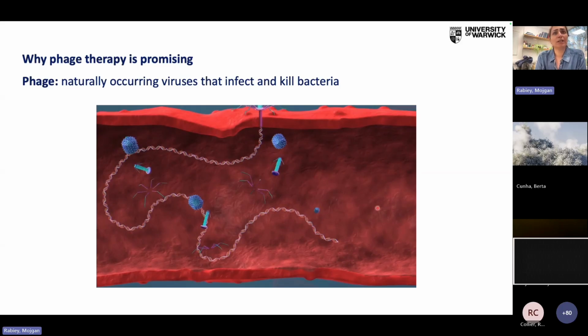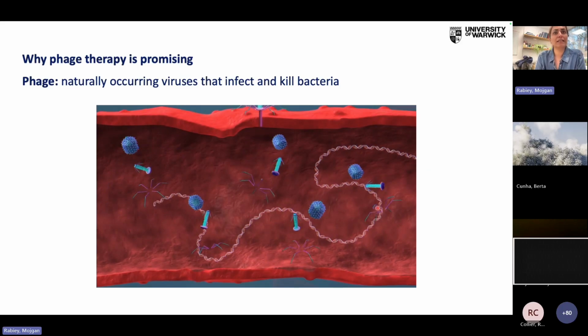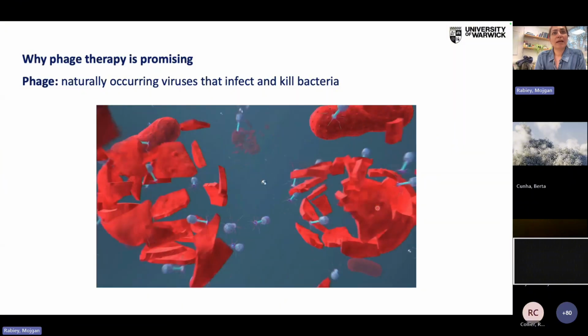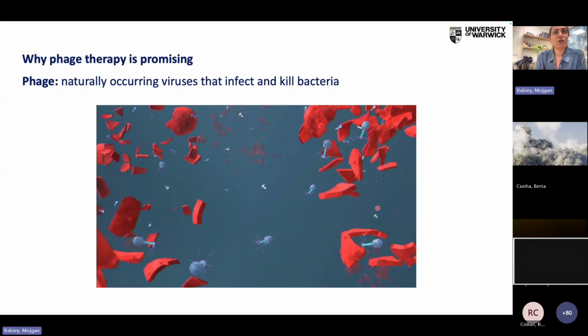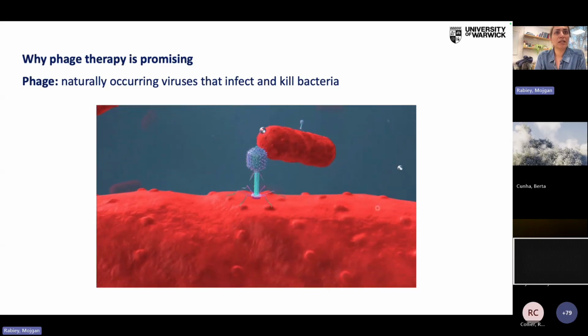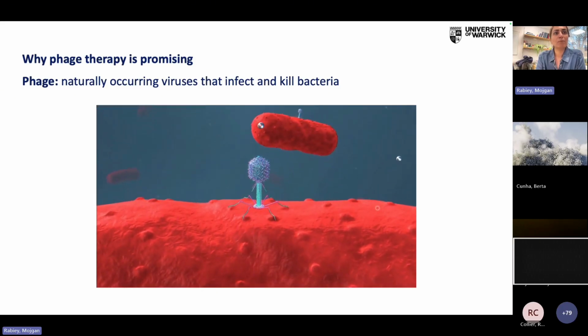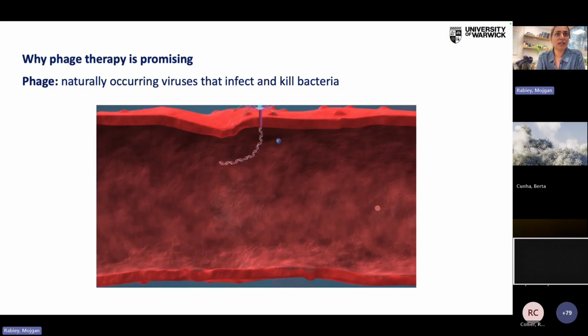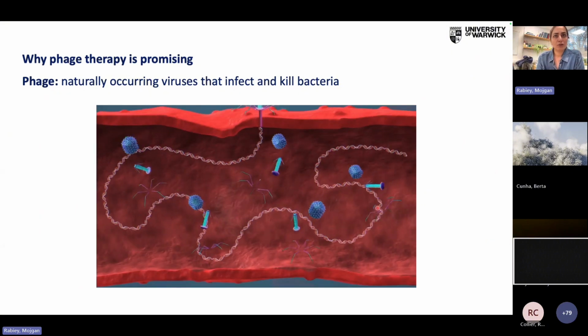They take over the replication machinery of the bacterial cells. They make their own particles, and they lyse and burst the cells open, and each phage goes and infects the neighboring cells. And that's the beauty of using phages, because when one bacteriophage infects one bacterial cell, at the same time it produces hundreds of other phages, and they could be used to infect others.